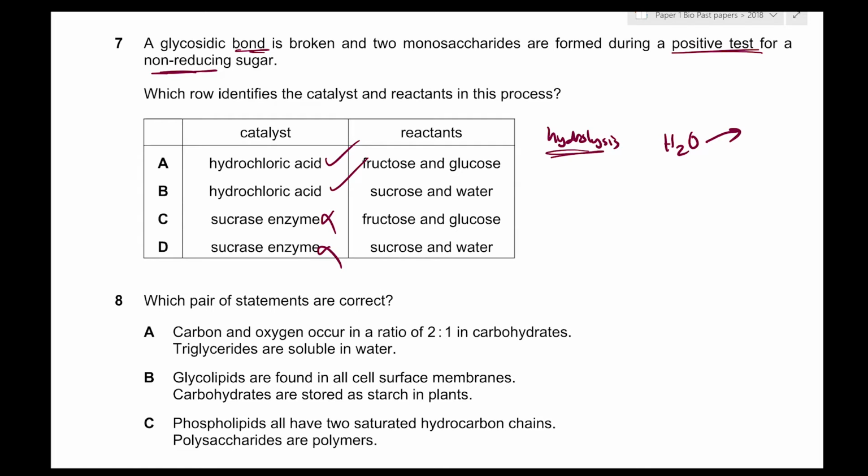Now, the reactants here, it's saying it forms a positive test for non-reducing sugars. Therefore, the reactants must be non-reducing sugars. In this case, A is incorrect because fructose is actually a reducing sugar, same with glucose. Therefore, the correct answer is sucrose, and water has nothing to do with it. Therefore, the answer is going to be B.